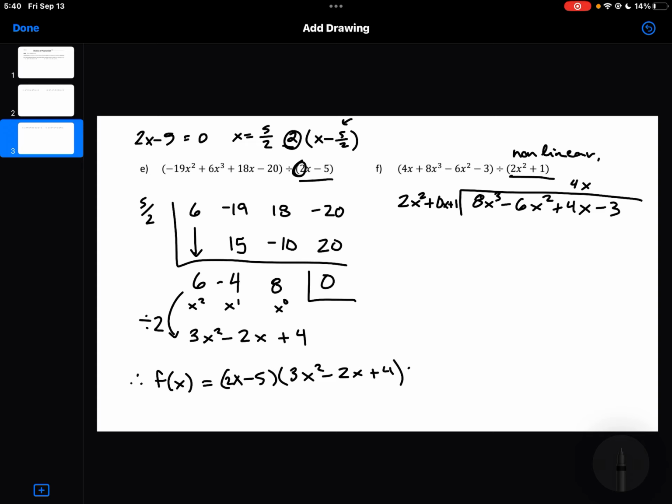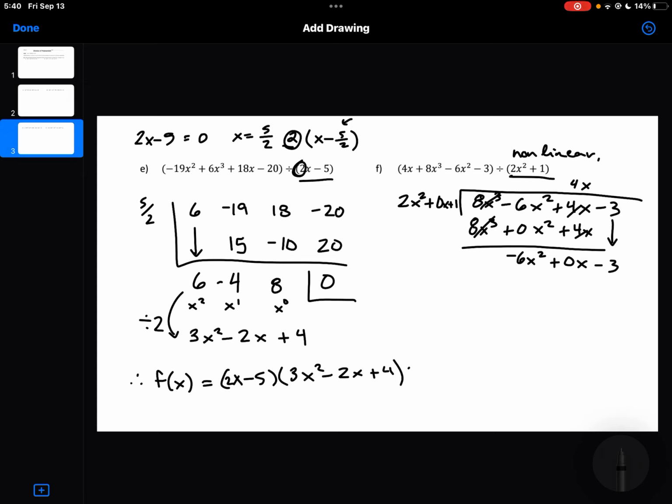We're going to multiply back through. 4x times 2x squared is 8x cubed. Multiply by our placeholder, we get 0x squared plus 4x. We're going to subtract. Our first terms cancel out. 6x squared is the same, and those ones also cancel out. And then I'm going to bring down my minus 3.